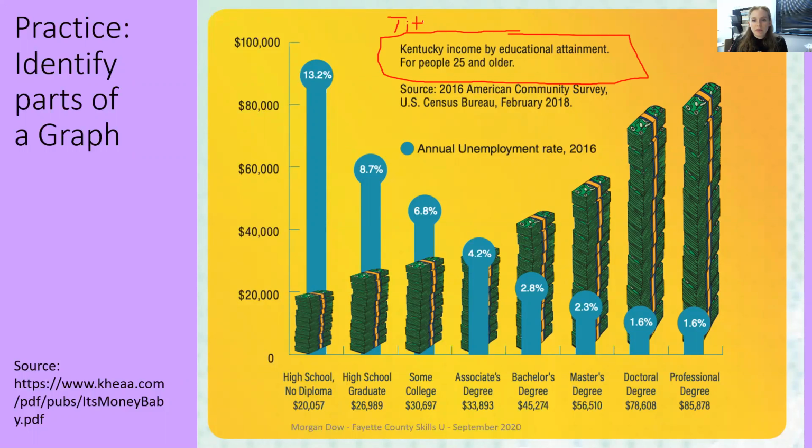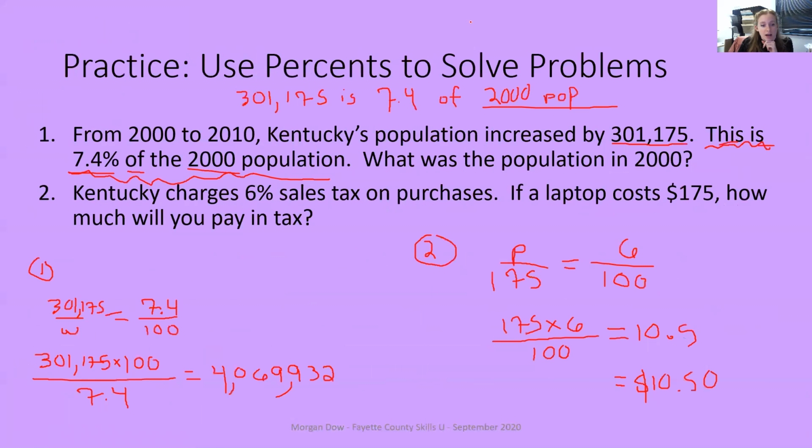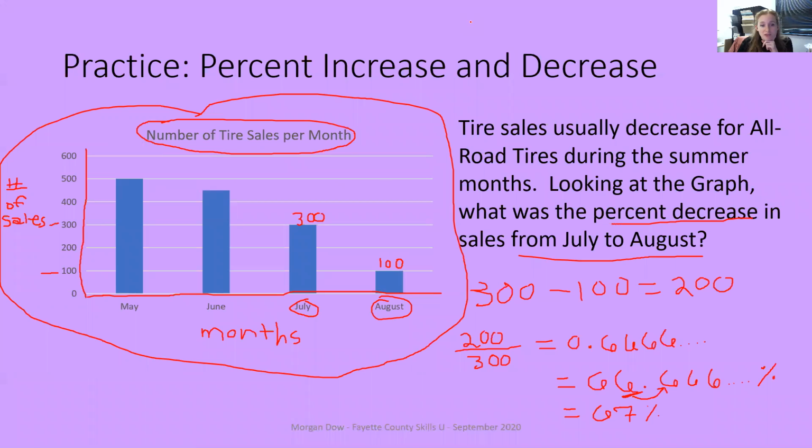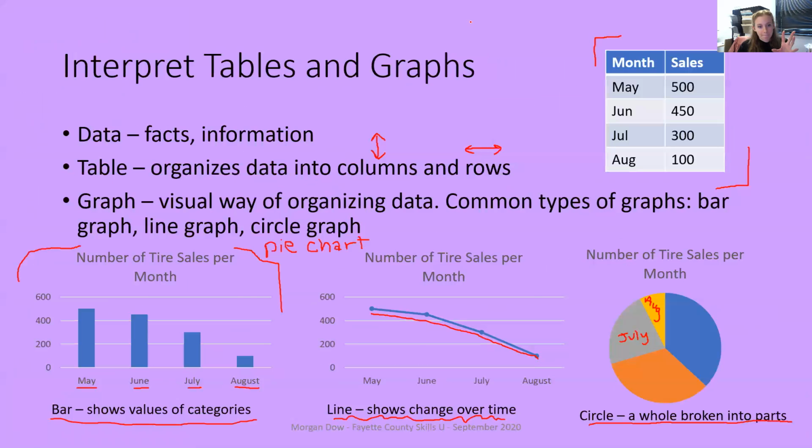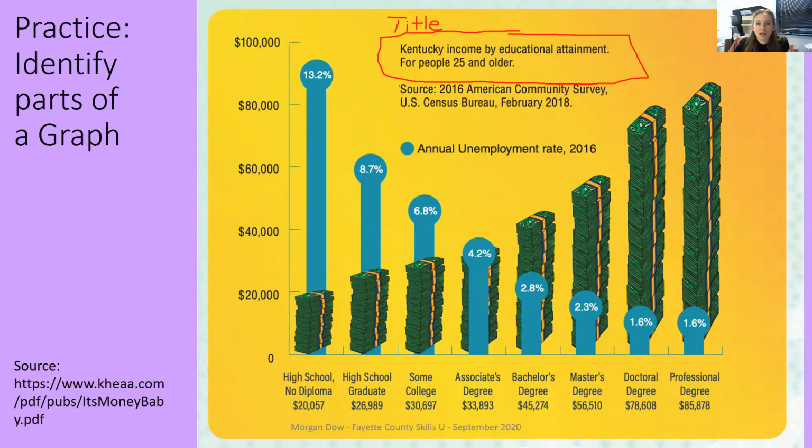Now they didn't do a great job of emphasizing the title of their graph here. It's in that small text. It doesn't jump out at you. So in this case, you might need to look closely to figure out that that's the title. But sometimes the title will really jump out at you. Like in this graph here, right? Number of tire sales per month. It's big. It's at the top of the graph. It seems pretty clear that that's the title. Okay, so the title of this graph is Kentucky Income by Educational Attainment for people 25 and older. So that's what we're talking about here.